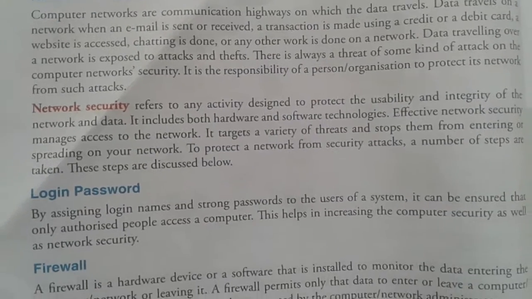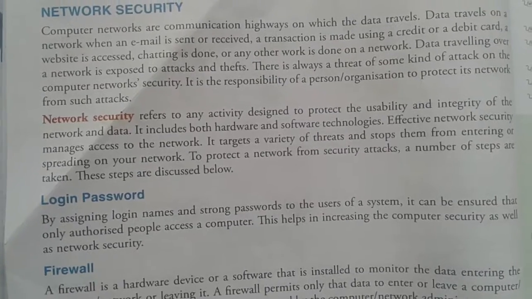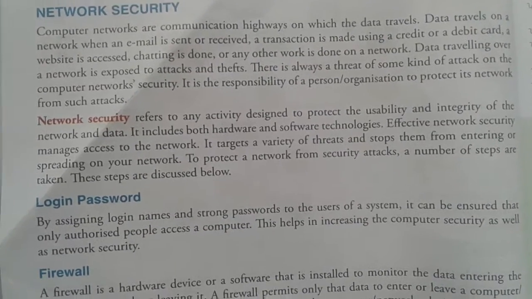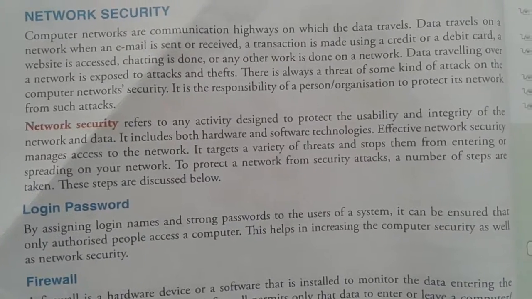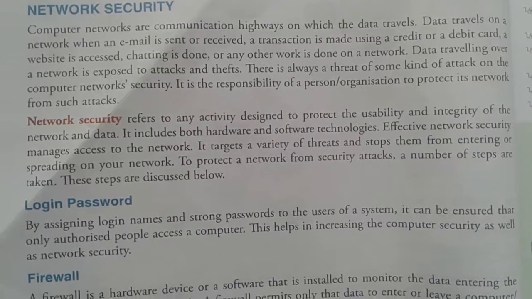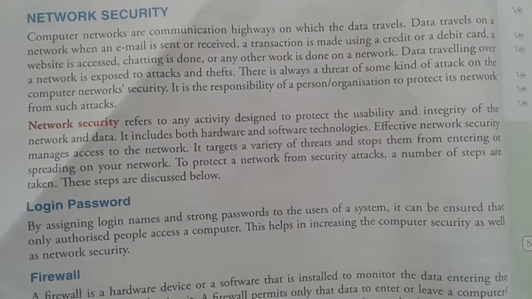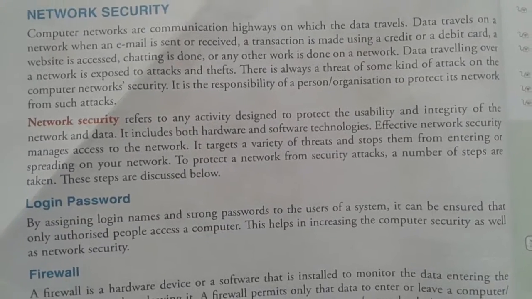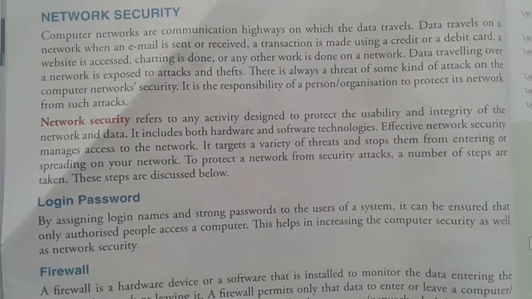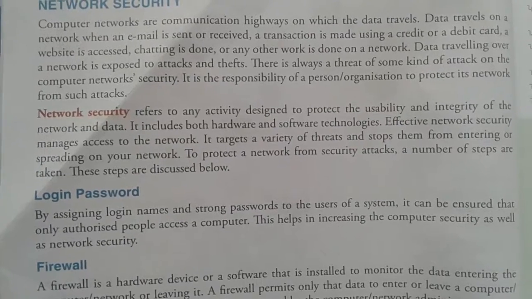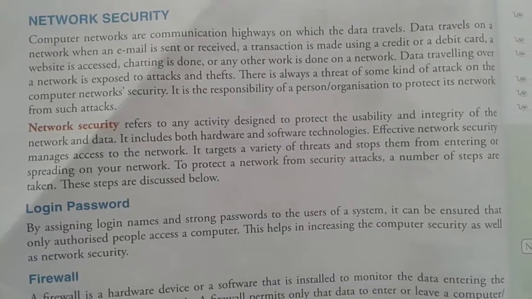Computer networks are communication highways on which the data travels. Data travels on a network when an email is sent or received. A transaction is made using a credit or debit card. In the same way, whenever we use our credit or debit card, a website is accessed, and chatting is done, or any other work is done on a network.